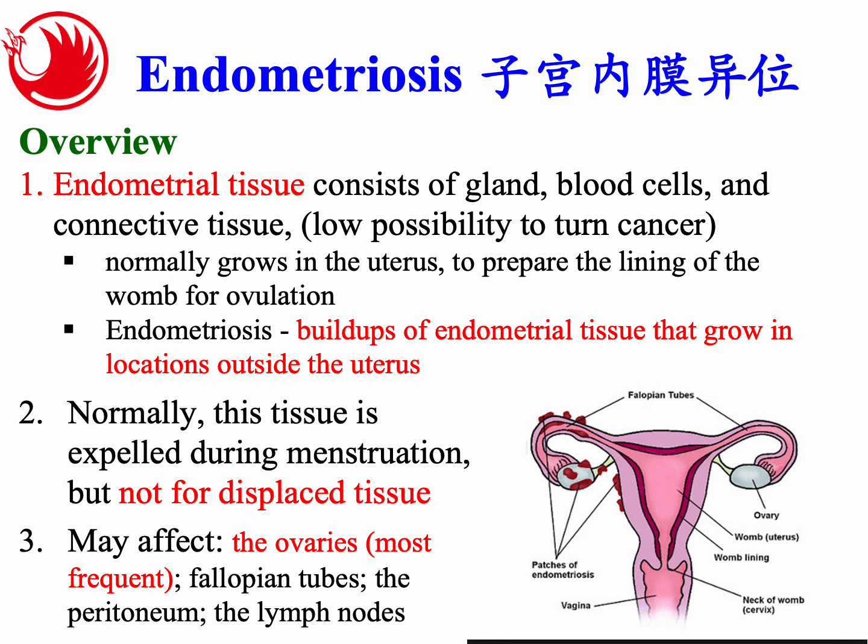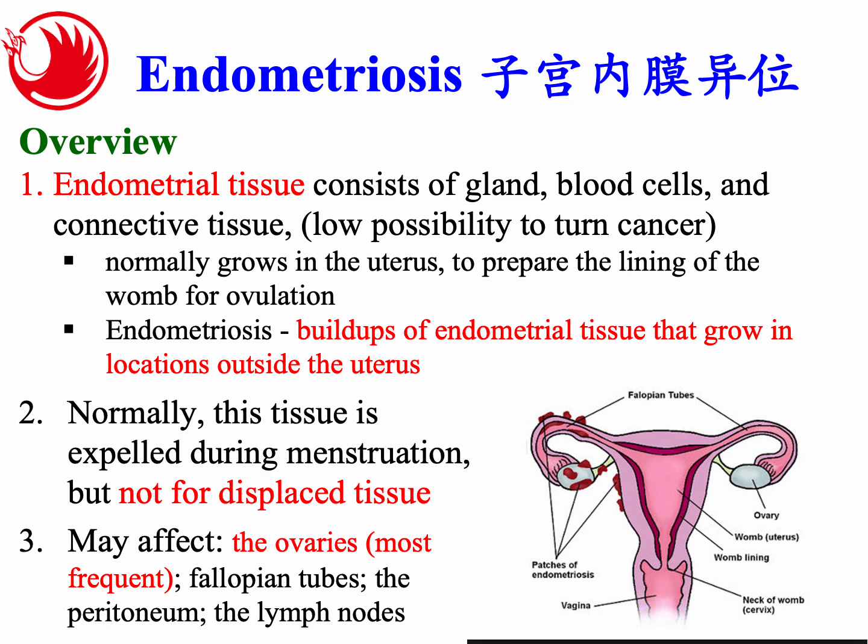Endometriosis can affect several areas, including the ovaries. This is the more frequent location for endometrial tissue build-up. Next is the fallopian tube, which is the tube that connects the ovaries to the uterus.